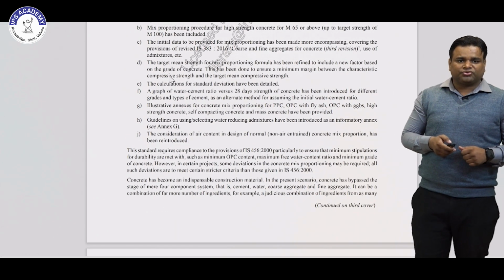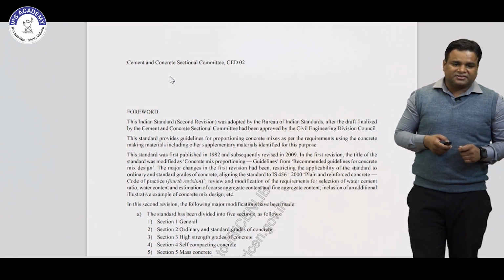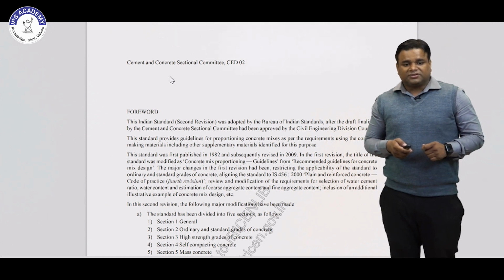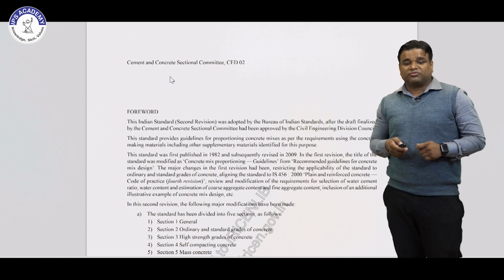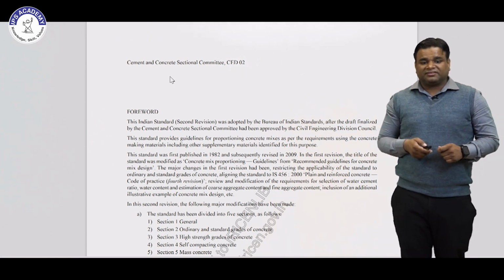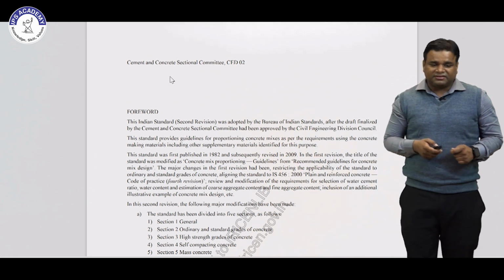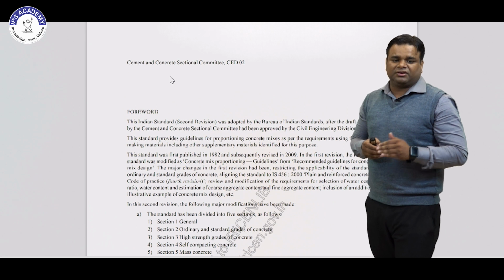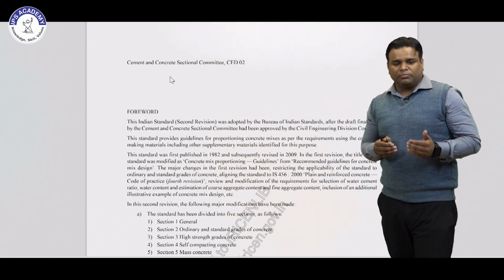So this code is divided into 5 sections. The first section is general, the second is ordinary and standard grades of concrete, the third section is high strength grade of concrete, the fourth section is self compacting concrete, and the fifth section is mass concrete. So these are the 5 sections. In that they have given many examples also, from ordinary concrete to mass concrete.